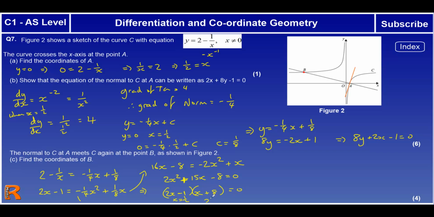When this is 0, x is minus 8. So that's the x coordinate, minus 8, and we want the coordinates. We need to know the y coordinate. I'm just going to put that into the straight line equation here. You could put it into the curve up here. In fact, I think the curve is probably easier. So 1 over minus 8. So that becomes 2 plus an eighth, which is 2 and 1/8. So we've got the coordinate minus 8, 2 and 1/8.